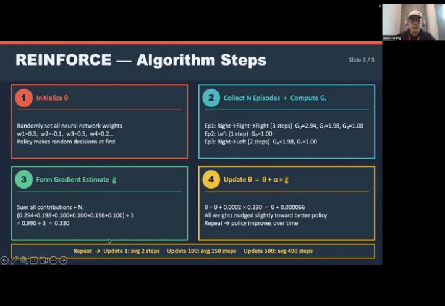Then after the first update, we go back to step 2 and repeat. After update 1, the average is 2 steps. After update 100, it is 150 steps, and so on. The policy goes from completely random to actually knowing how to balance the pole. Okay, so right now Melody will explain the Python code.